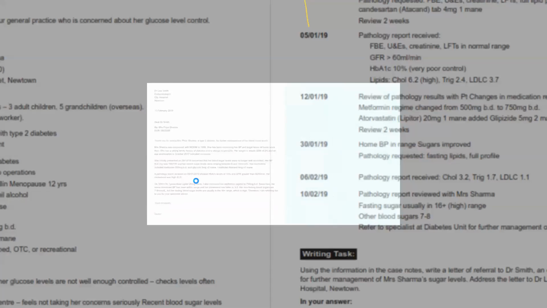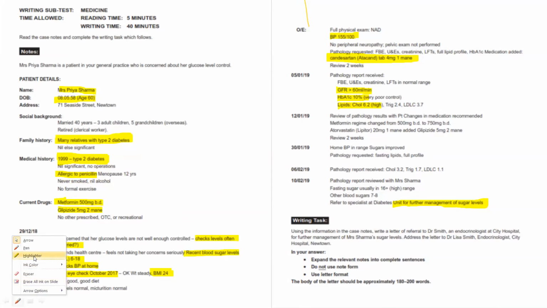So here we mentioned the change in her regimen, because we changed the dosage of metformin from 500 to 750. And her blood pressure improved.